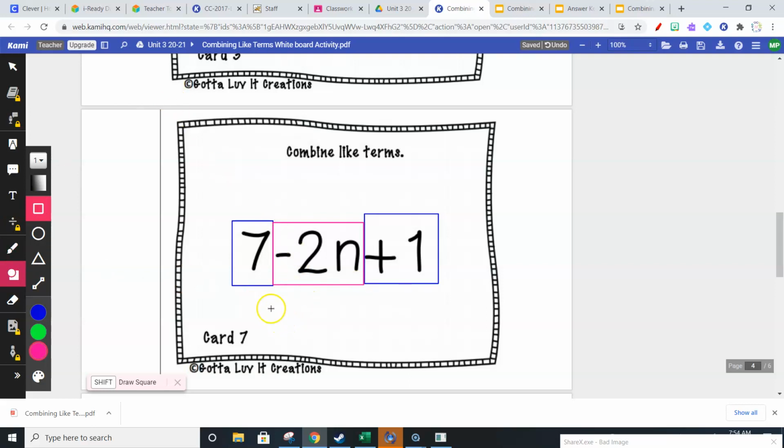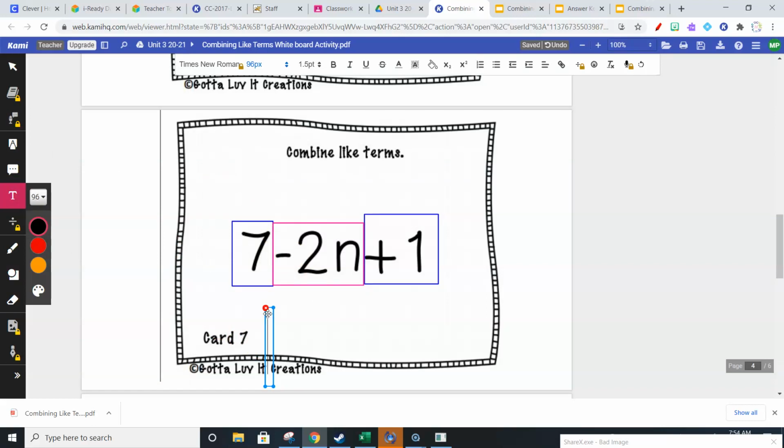And then I told you we always start with the variable. So we're going to write negative 2n because there's nothing else we can do with that. There isn't another pink box. There isn't any other like term. So we're starting with negative 2n. And then 7 and 1 are both positive, so it means to add. And we're going to get a positive answer because they're both positive. So plus 8. And that's our answer.